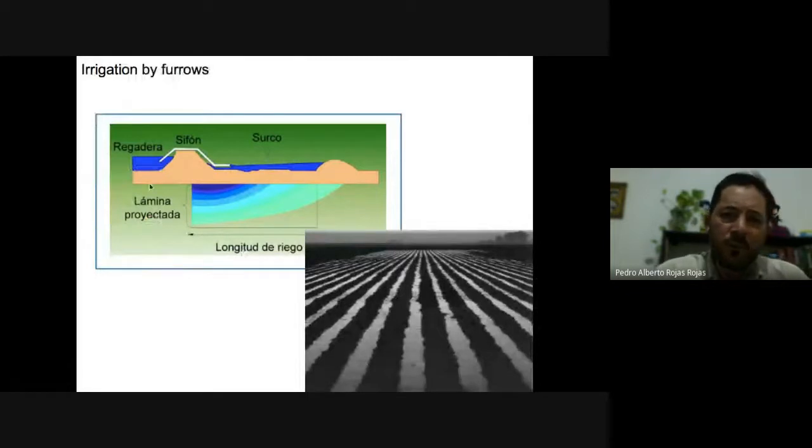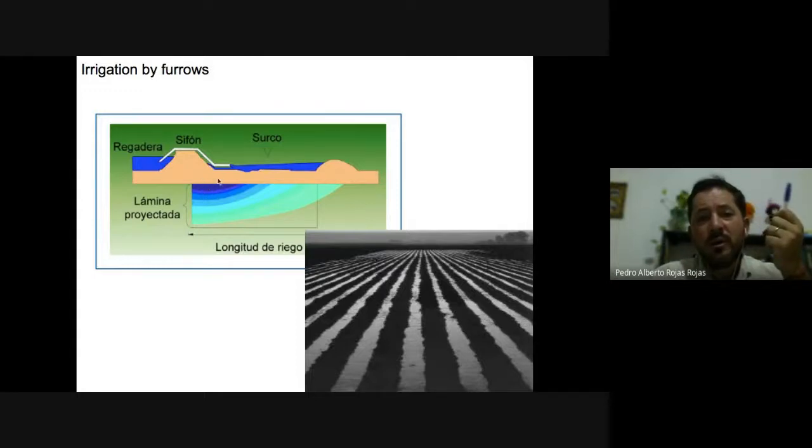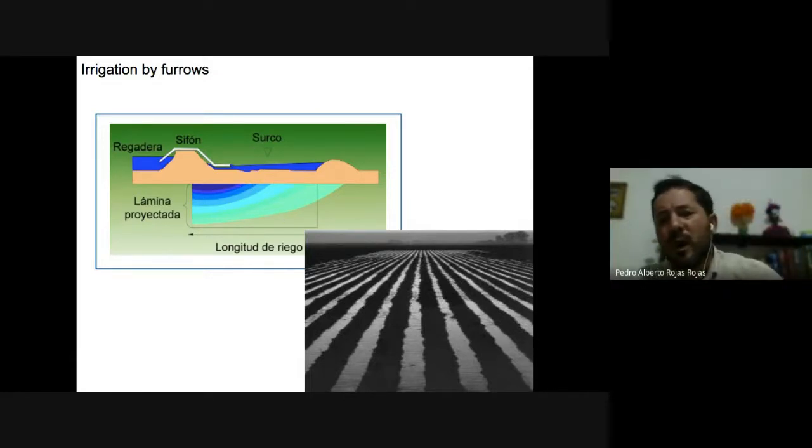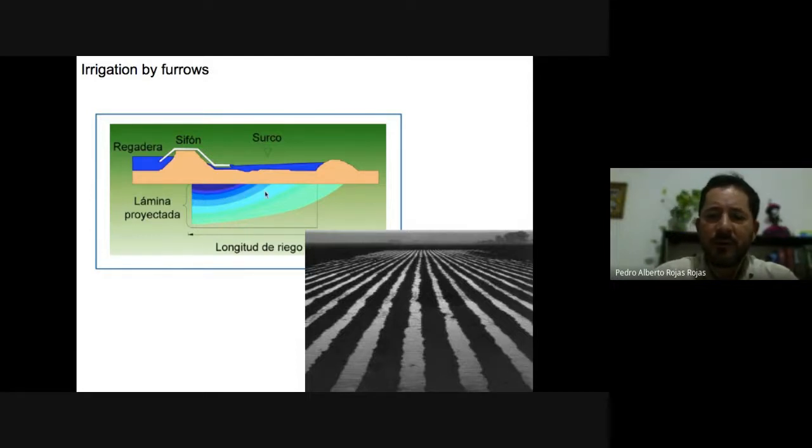In irrigation by furrows, it is important to take into account the length of the furrows, because you have losses of water in the underground with the time that you are applying the water from the beginning to the end of the furrow, and there is a lot of water in the underground that you are losing. So it's very important to construct your furrows not more than 200 meters in length to have a better distribution of the water in the farm.